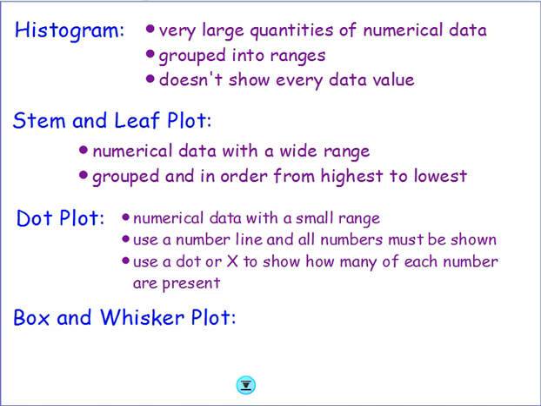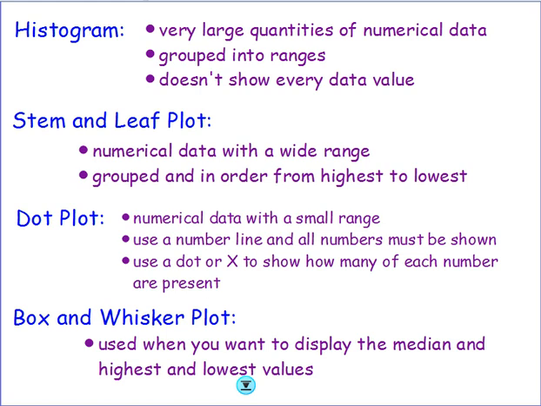A box and whisker is our last one. This one is used when you want to display the median. If you hear anything talk about, I want to display the median or the highest and lowest values, that's what a box and whisker plot is. Hopefully you remember what these look like. These are a box. They have a line down the middle of the box, and they have the whiskers out to each side. We looked at one of those yesterday in class.